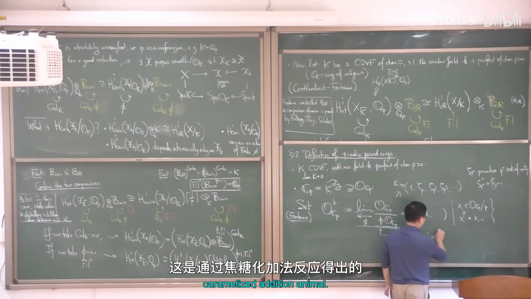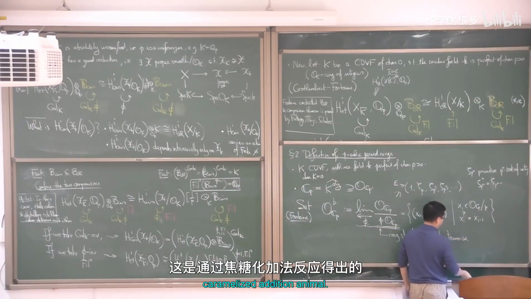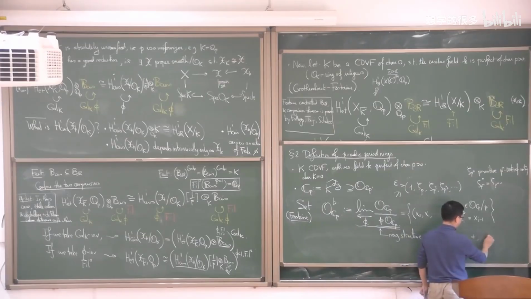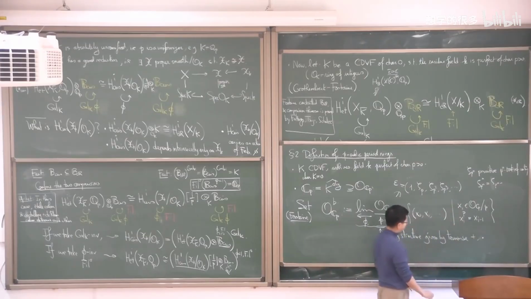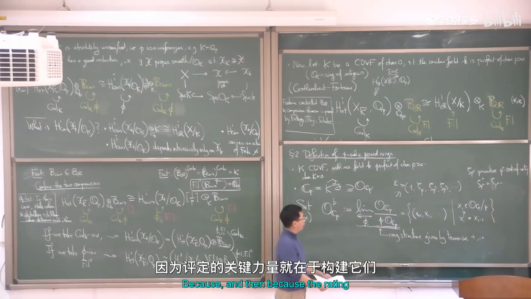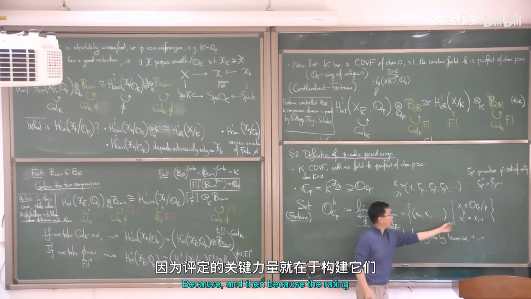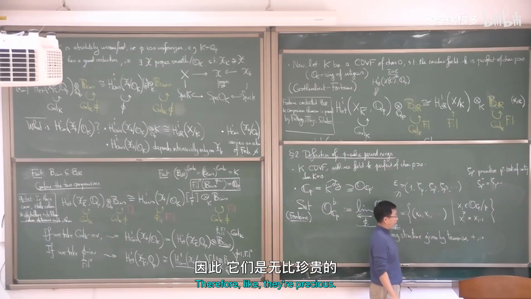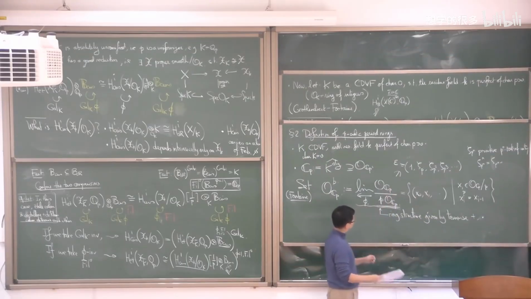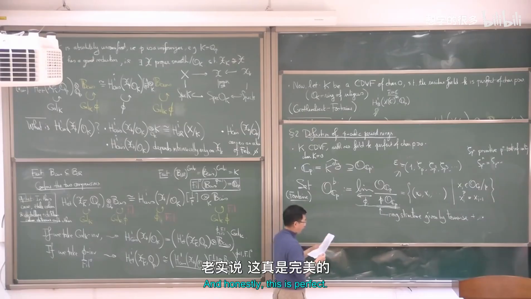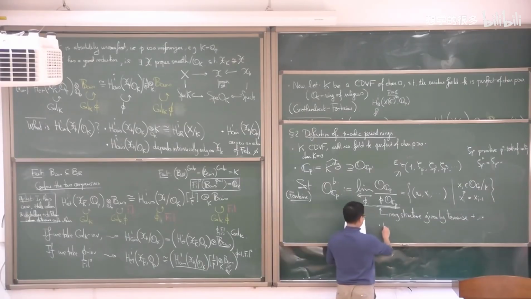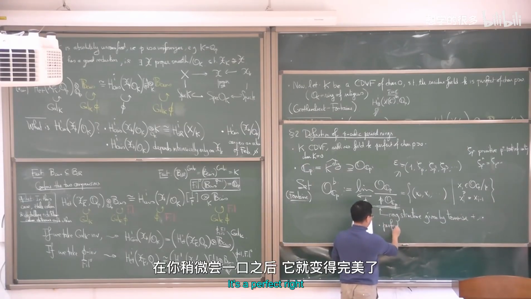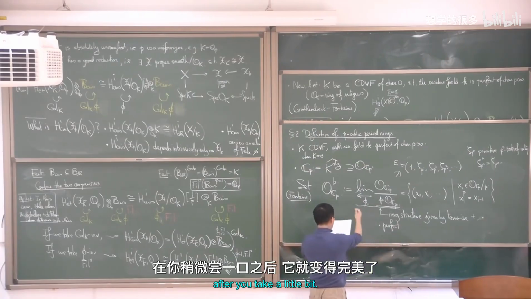This is given by term-wise addition and multiplication, because raising to p's power is a homomorphism. So therefore the approach is positive. And I want to say this is perfect. It's a perfect ring after you take the limit.